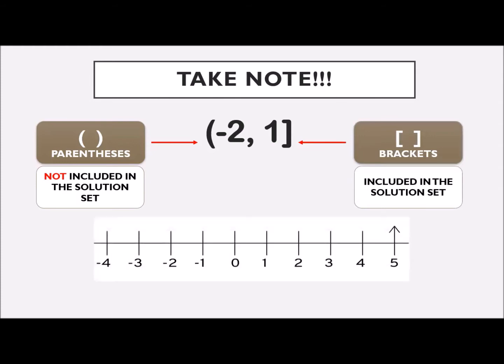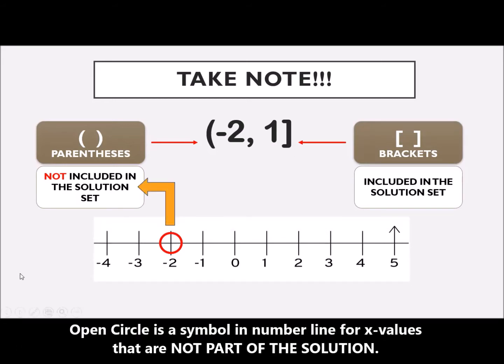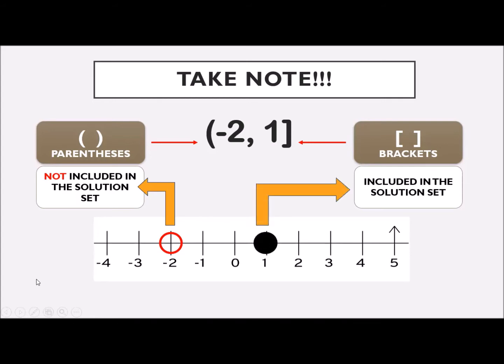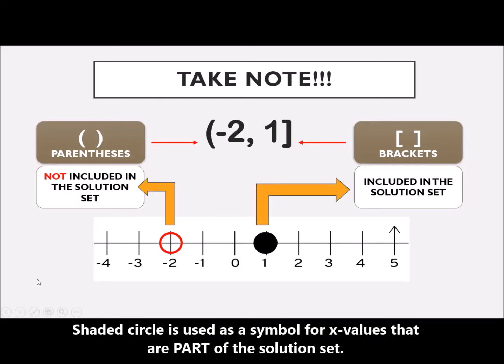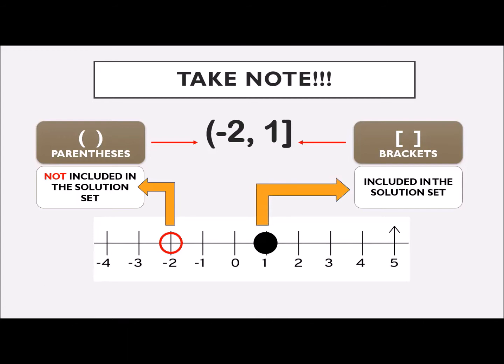Now what does it mean? When using a number line, so this one is a number line, ilocate natin si -2, so that is on the left side of the zero. Since it is not included, hindi siya parte ng solusyon, hindi siya value ng x, kumbaga boundary lang siya. Pag sinabing open circle, it means that that is not included on the solution set. Pero pagka shaded circle, it only means that that is included in the solution set. Kaya yung 1 dyan, yan ay naka-shaded circle.